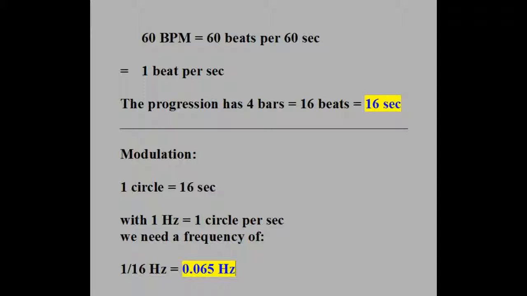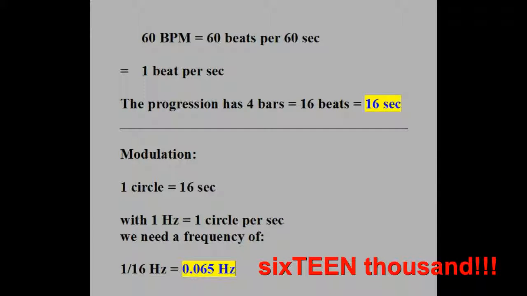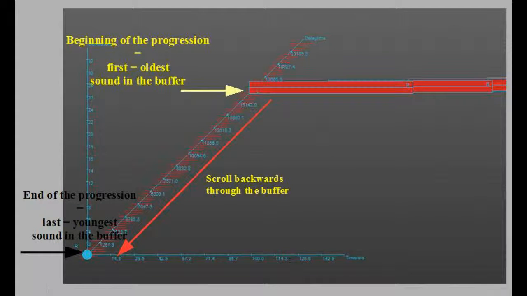The whole progression lasts 60 seconds, which is 60,000 milliseconds. We need a modulation depth of 60,000 milliseconds to scroll through the whole chord progression in the buffer. We need to scroll through the buffer in reverse mode because the progression's beginning is the oldest sound in the buffer. We have to start scrolling, let me say, at the far end of the buffer and then scroll backwards to the most actual part, which is the end of the chord progression. The mode has to be saw down, therefore.